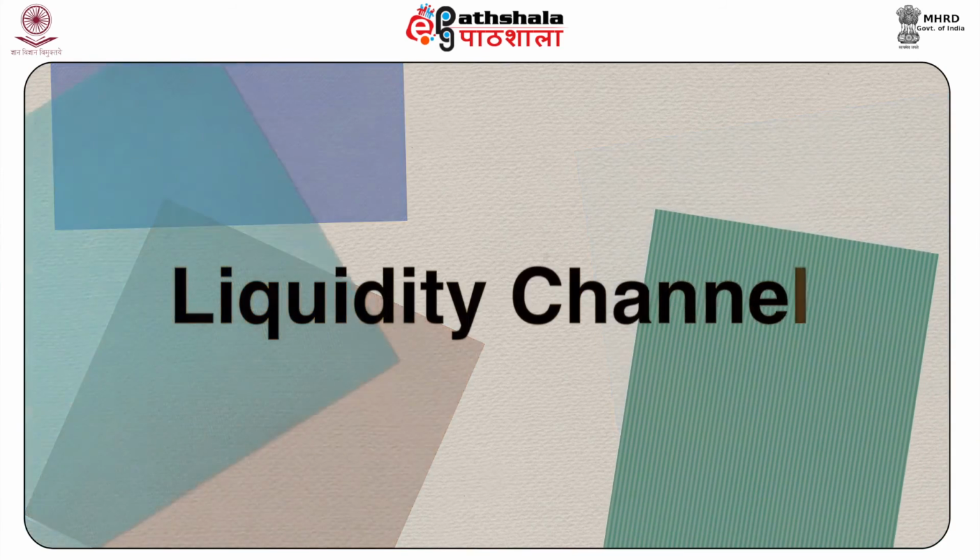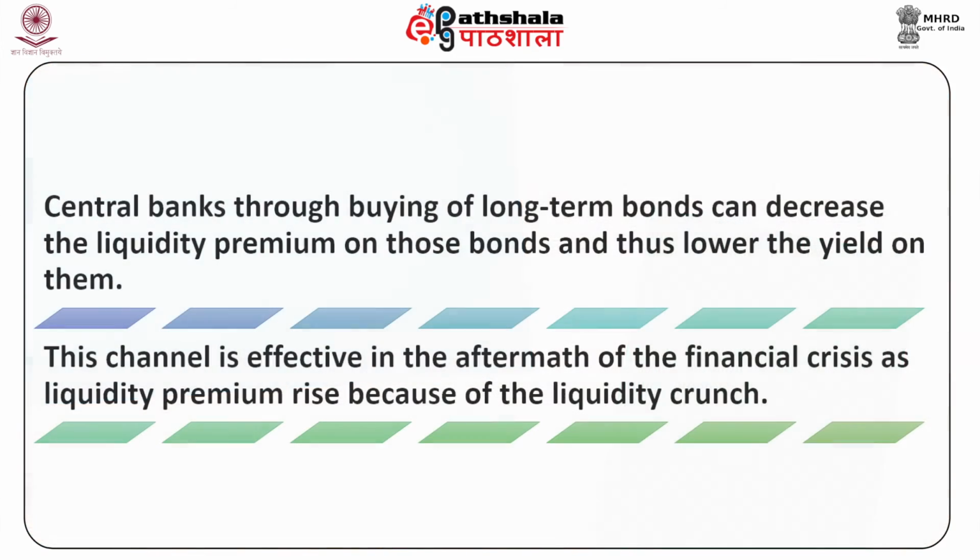The fourth channel is the liquidity channel. Most financial asset prices have a liquidity premium associated with them. The higher the liquidity premium, the higher the yield would be. Central banks, through buying of long-term bonds, can decrease the liquidity premium on those bonds and thus lower the yield on them.